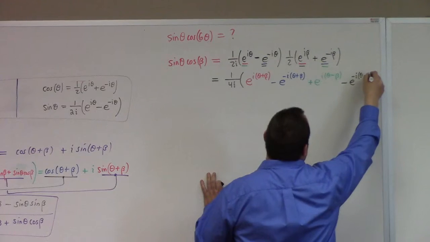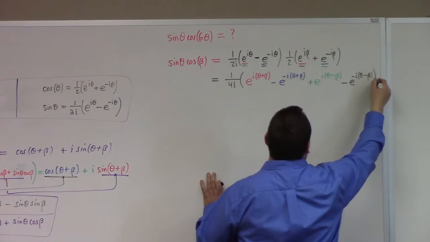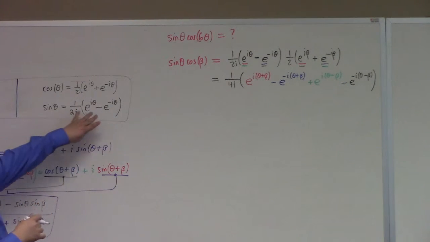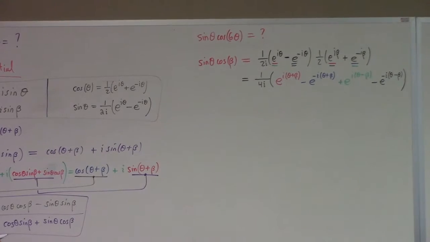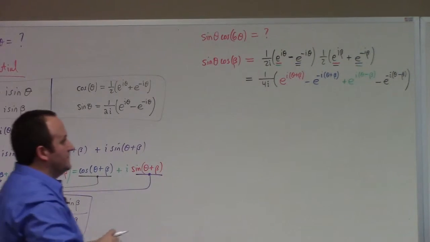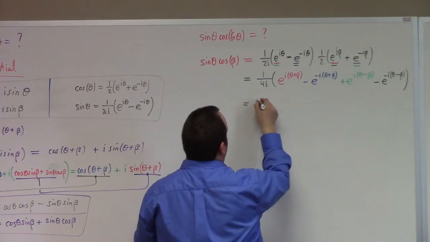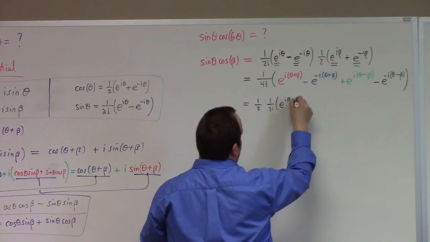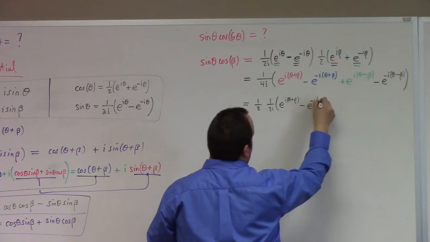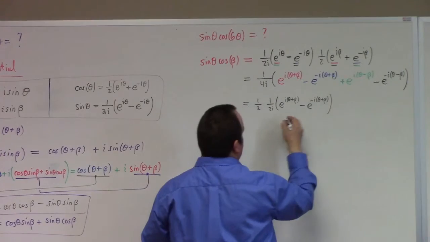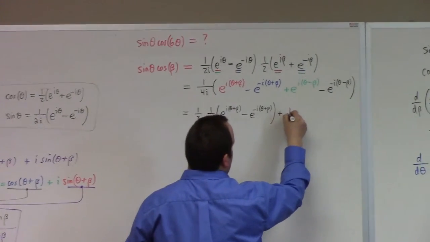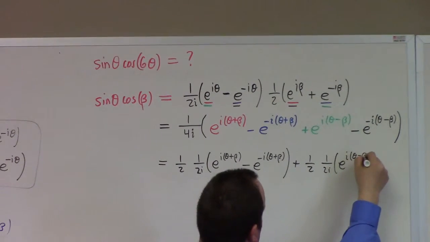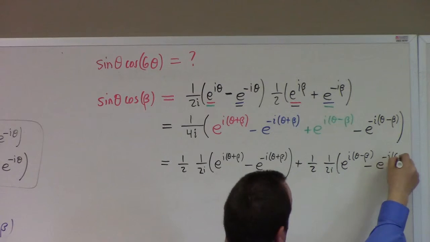Now the reason I've written it that way is I'm looking ahead to what I'm going to do. I'm trying to regroup these things as sines. So I want it to look like this format. And I've achieved that, you see. One more step here. So this is 1/2 times 1/2i, e to the i theta plus beta, minus e to the minus i theta plus beta, and then plus 1/2 times 1/2i, e to the i theta minus beta, minus e to the minus i theta minus beta.